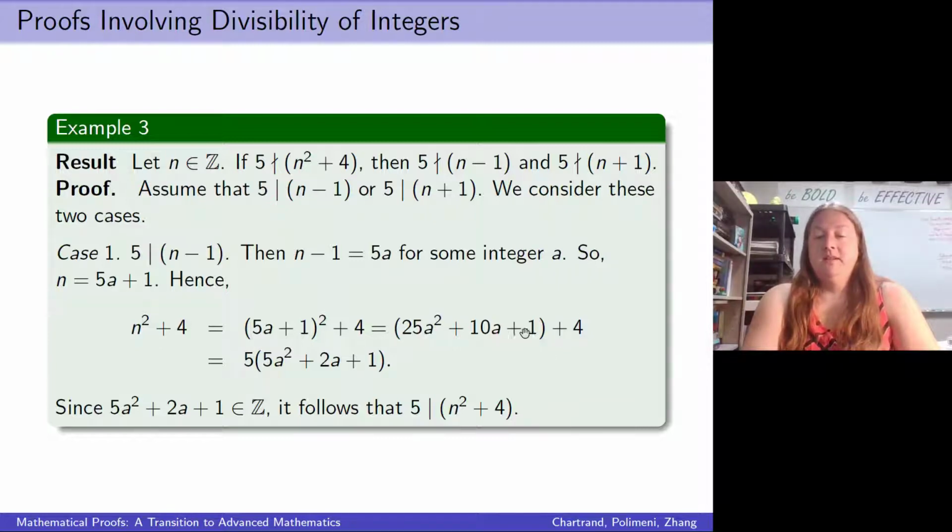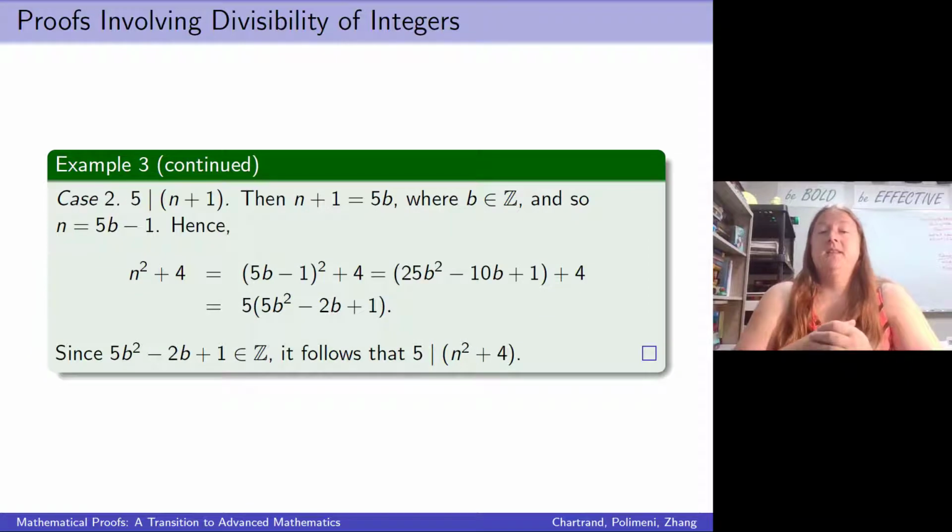So simplifying this, adding the 4 in, I actually end up with this is equal to 5 times 5a squared plus 2a plus 1. So I have that n squared plus 4 equals 5 times this integer, 5a squared plus 2a plus 1. So that means that 5 divides n squared plus 4. So in this case, I've now proven that if 5 divides n minus 1, regardless of whether 5 divides n plus 1 or not, then I have my result.